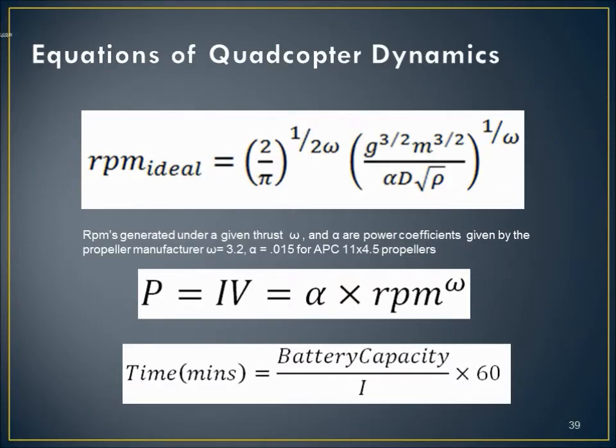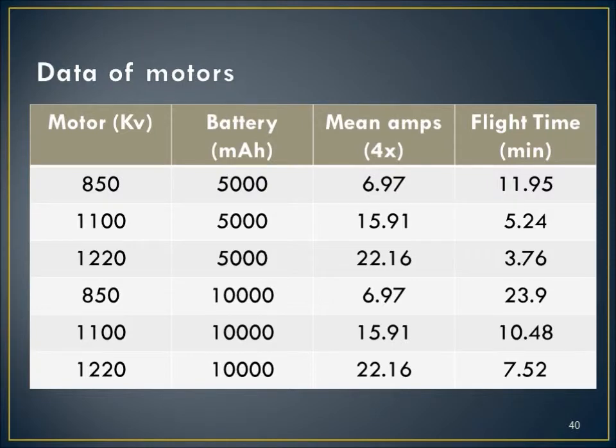Here are our equations of motion used in the component trade-off simulation. We're computing an ideal RPM, or average RPM, using an average thrust. From this, we can determine the power using power coefficients given by the manufacturer, which gives current, and that relates to the battery capacity and will give us our flight time.